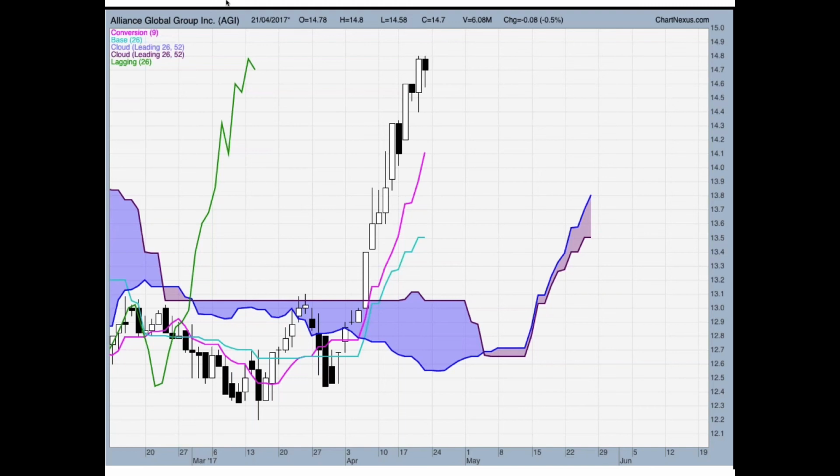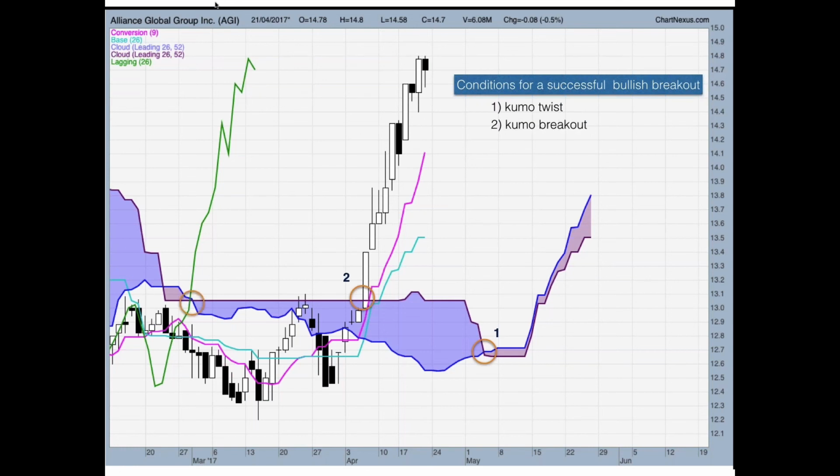Now let's take a closer look at AGI. AGI is currently bullish. First, there was a Kumo twist. Second, there was a Kumo breakout. Third, there was a Chikou Span crossover. Fourth, there was a Kijun-sen crossover. Fifth, there was also a Tenkan-sen crossover above the Kijun-sen. All these elements show bullishness in the AGI chart.